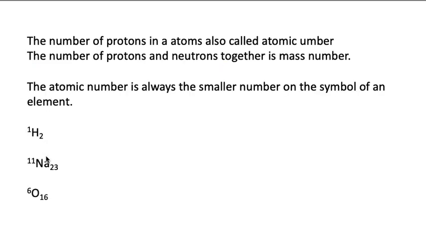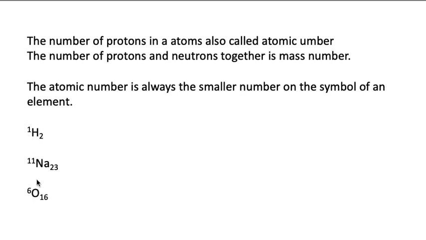Right. So as I said, an atom is made of protons, neutrons, and electrons. In order to understand the structure of an atom easily and use it in different kinds of calculations and interpretations, we use the terms called atomic number and mass number. Atomic number is the number of protons in an atom, and the mass number is the number of protons plus neutrons.